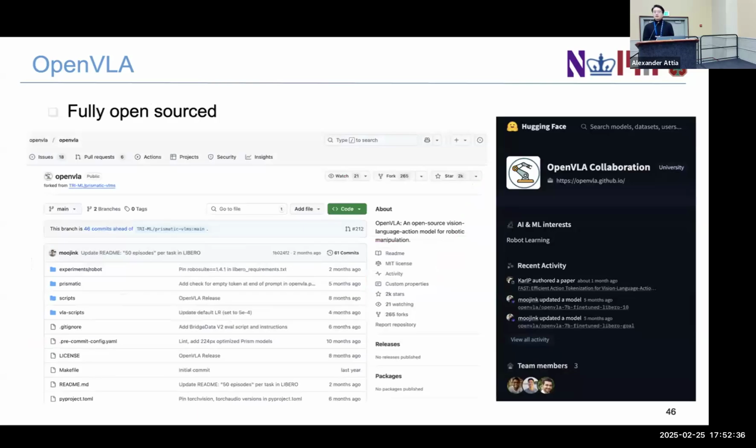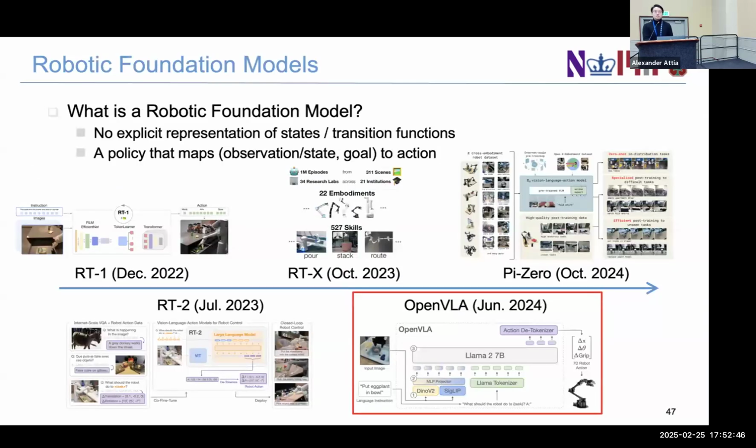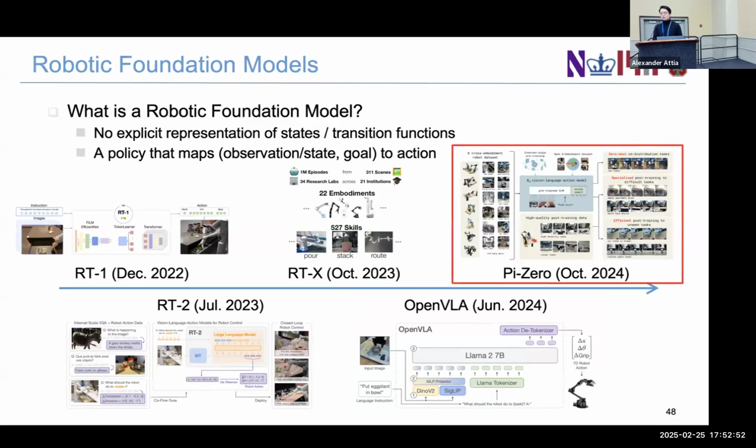So also OpenVLA is fully open sourced. You are totally welcome and feel free to play with it. It could be fun to actually try some of the current existing models. So this is about OpenVLA. And for the last work of these sessions, I'm going to talk about Pi0.